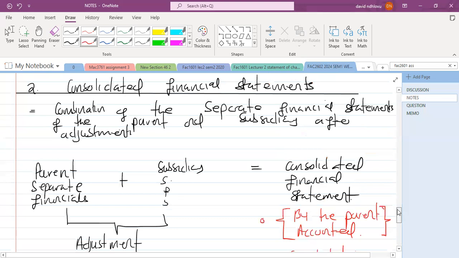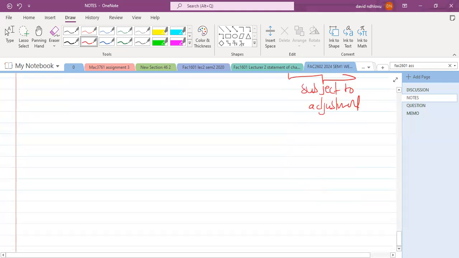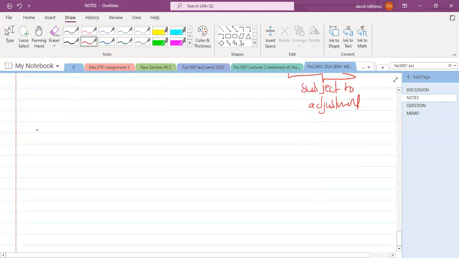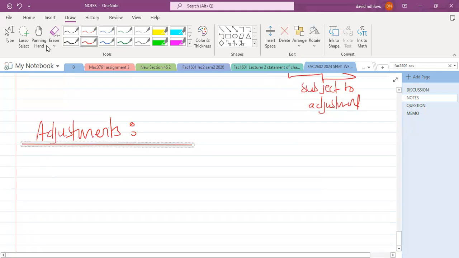Consolidation is the process of adding line by line of similar items or like items in the two financial statements, but it is subject to the following adjustments. Right, so before you combine, you must make these adjustments. What starts is the adjustments, and then after the adjustments, we can then combine line by line. We'll just add. Number one, eliminate common items.